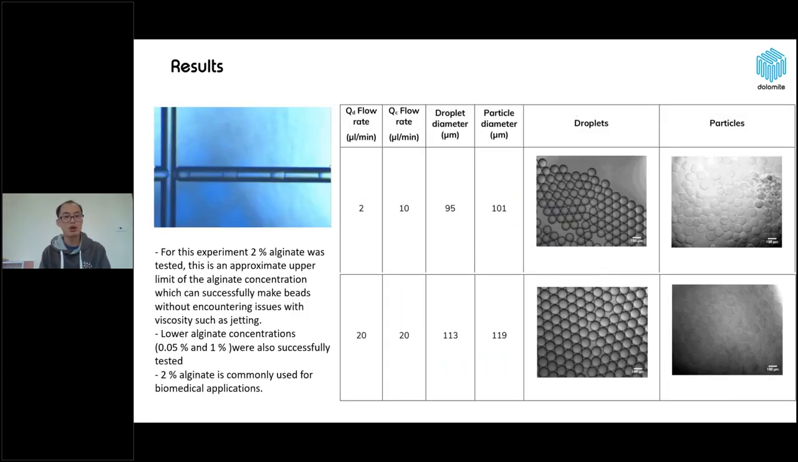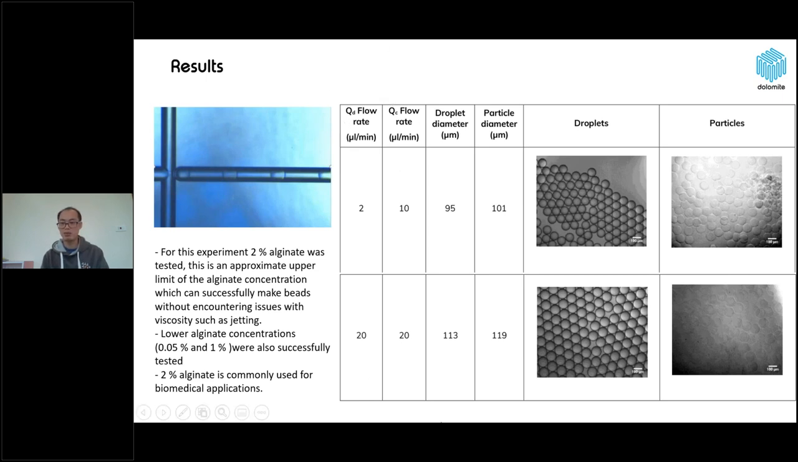So here I'm showing some results from the experiments to produce droplets and particles of alginate. For this experiment, 2% alginate was tested. This is the approximate upper limit of alginate concentration, where we can successfully make a mist without encountering issues with the viscosity of the solutions. Lower alginate concentrations like 0.5 or 1% won't be successfully tested. We did it with 2% alginate, which is also a commonly used concentration for biomedical applications.